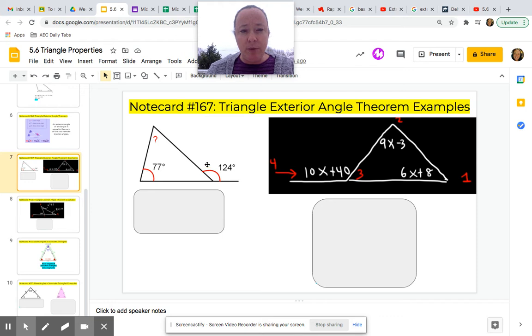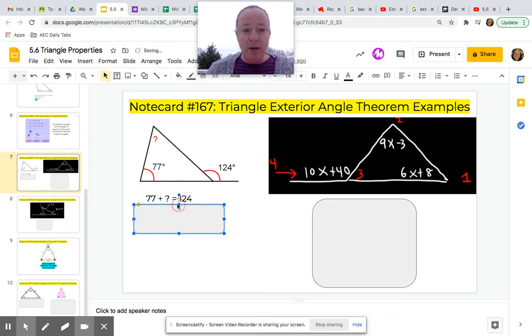Started off with a fairly simple one. We have an exterior angle and we have a question mark. We know that these two angles right here have to equal 124. So to find the question mark, we would say 77 plus what equals 124. Subtract 77, and we get that the question mark angle is 47. You can check yourself by doing 47 plus 77, and it does equal 124.